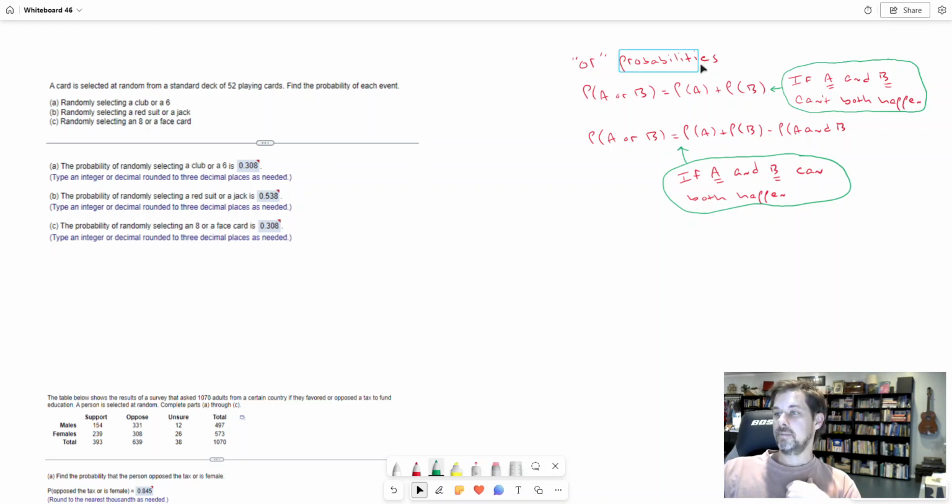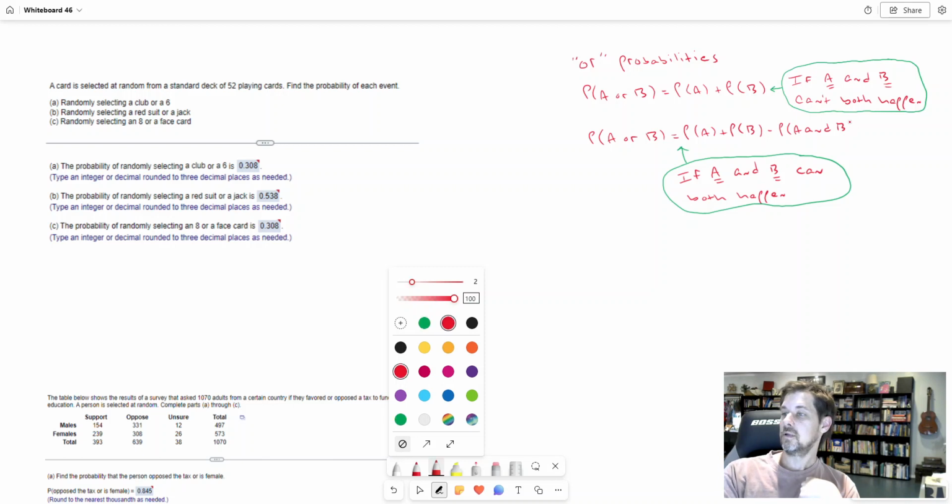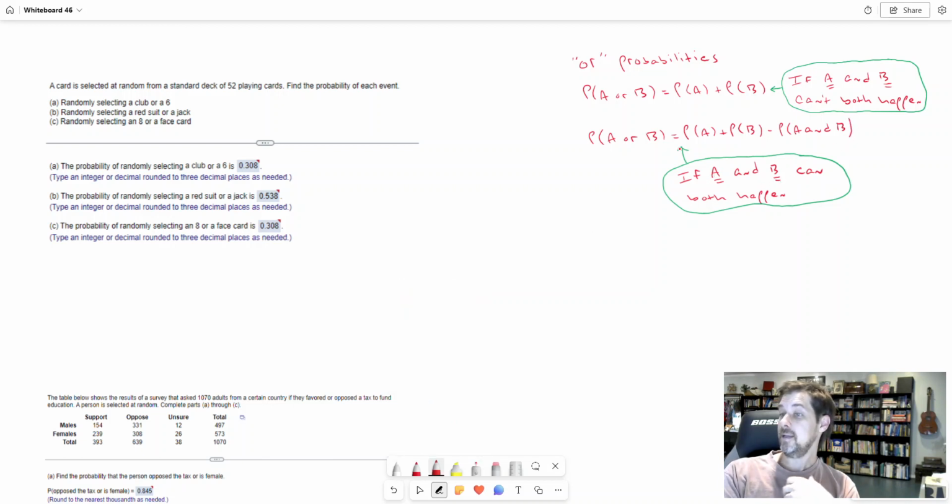So for OR probabilities, we have two formulas that we'll use, okay? And this word OR, like when it says what's the probability of selecting a club or a six, that word OR should jump out at you, and you know we'd be using one of these formulas. Which one we use depends on if the events in question can't both happen or can both happen. So we'll use this formula if the events we're given cannot both happen at the same time, and we'll use this formula here if they can both happen at the same time.